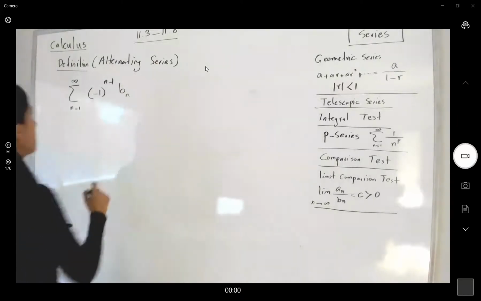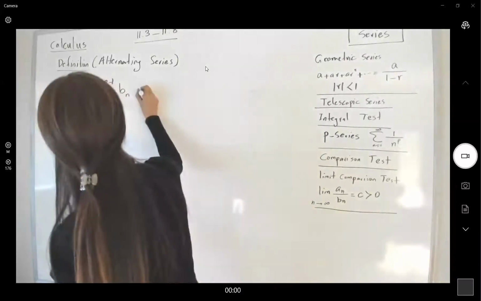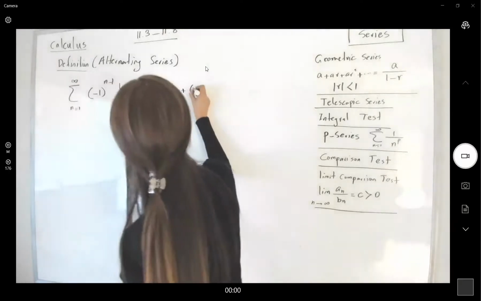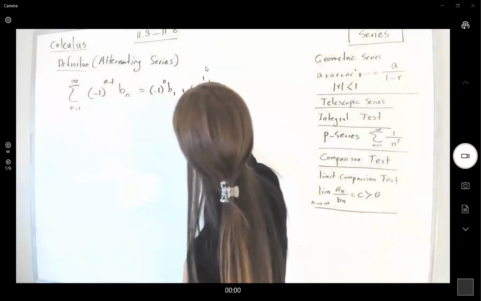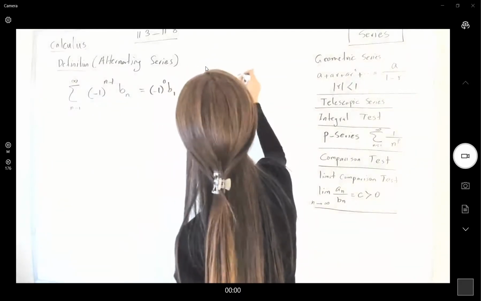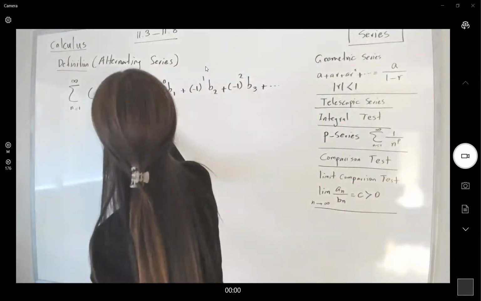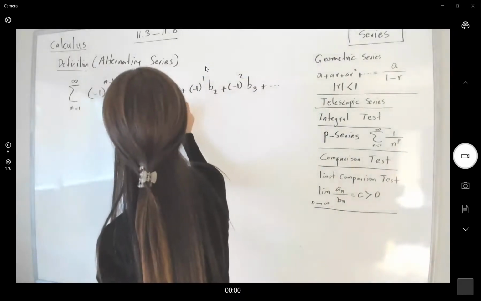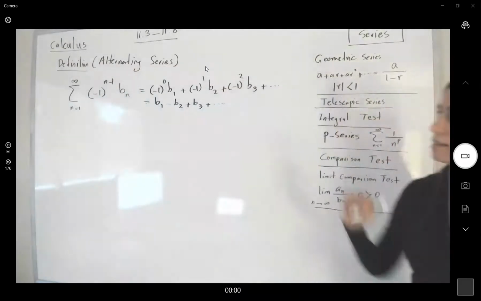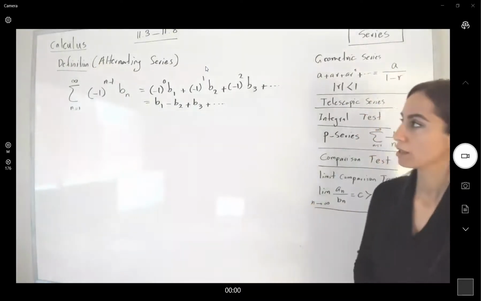Why is that? Because if you plug in different values for n, we get -1 raised to 0 times b sub 1, plus -1 raised to the first power times b sub 2, plus -1 raised to the second power times b sub 3, and the rest of the terms. So it's going to be b1 minus b2 plus b3 and so on. This series is called an alternating series.